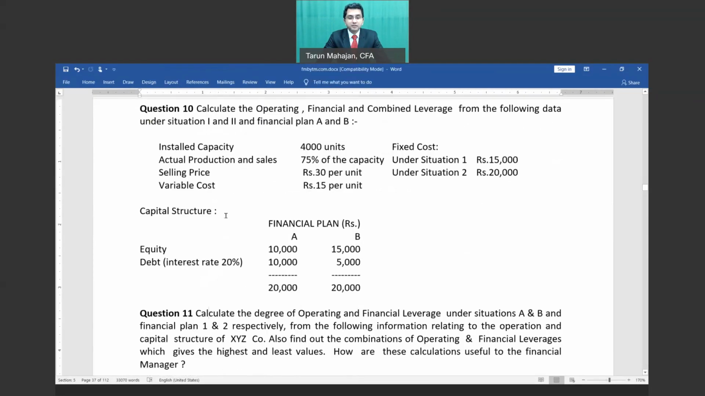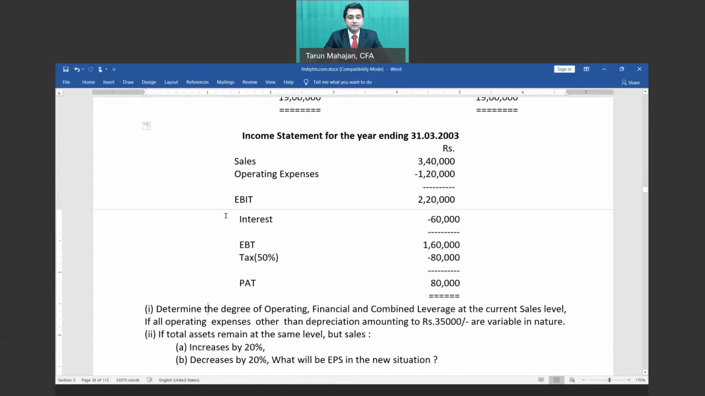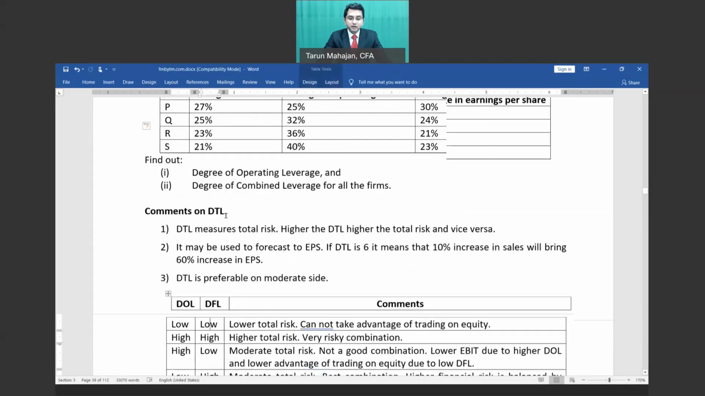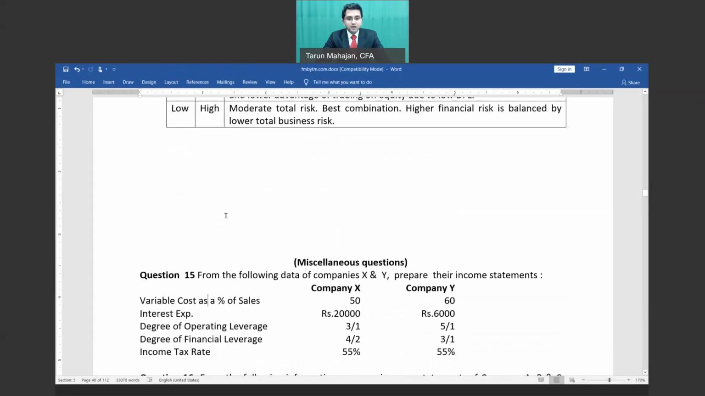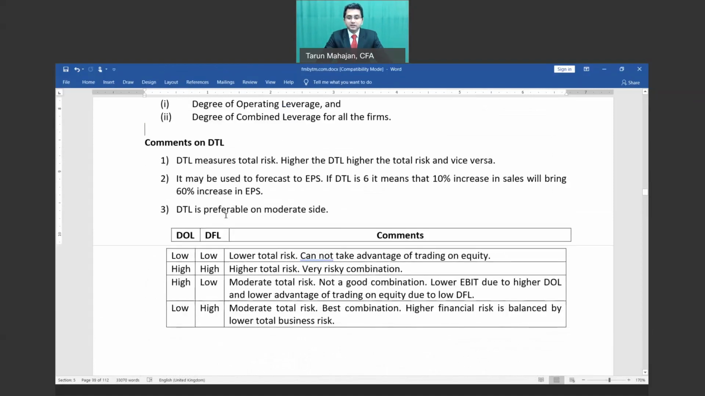Combined leverage is just the multiplication of operating leverage and financial leverage. As far as comments on combined leverage is concerned, it's here.